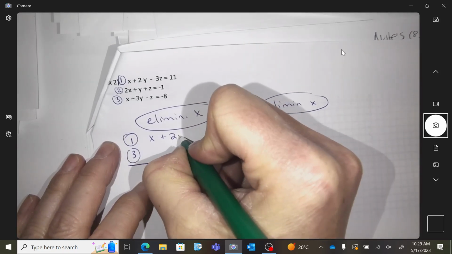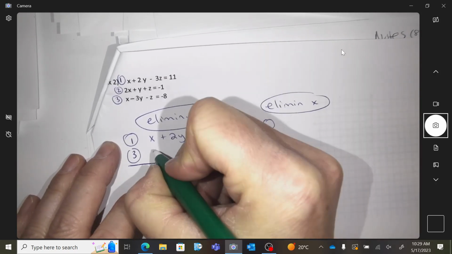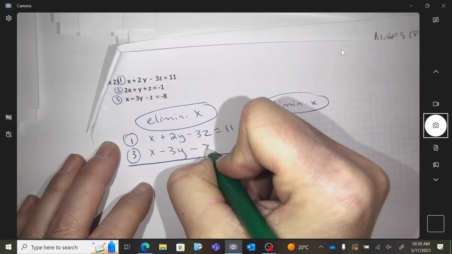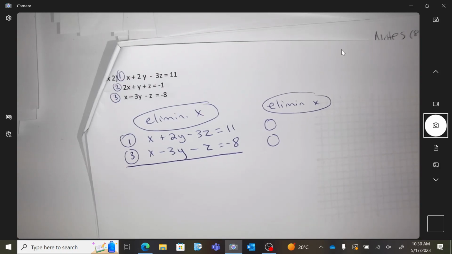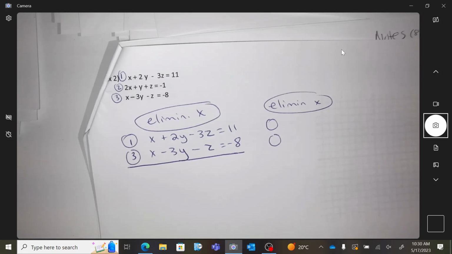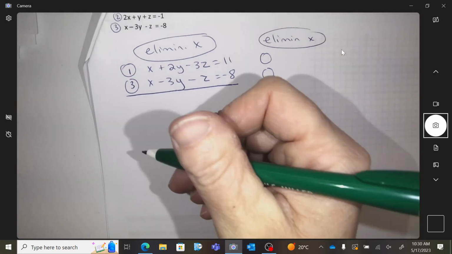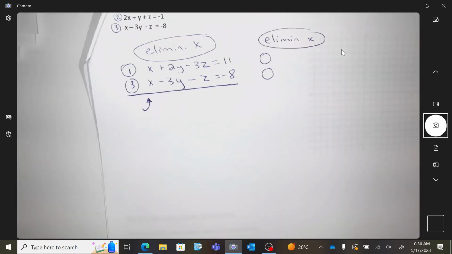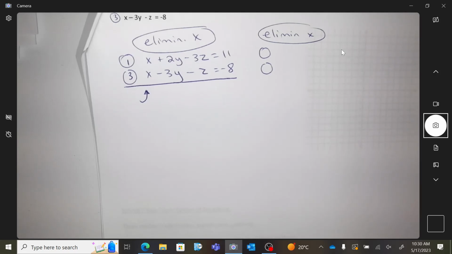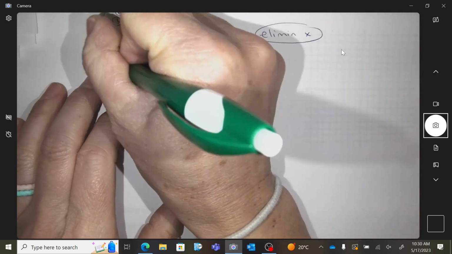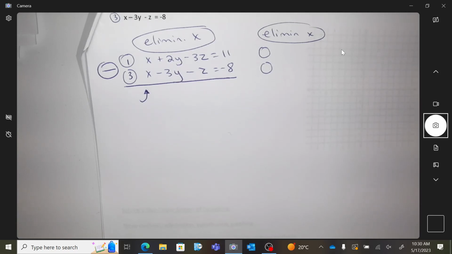1 and 3 are going to get put together. Okay, we're getting rid of x's, so the next question you should say in your brain is, should I be adding or subtracting these lines? I'm going to subtract them. So 2 subtract negative 3.